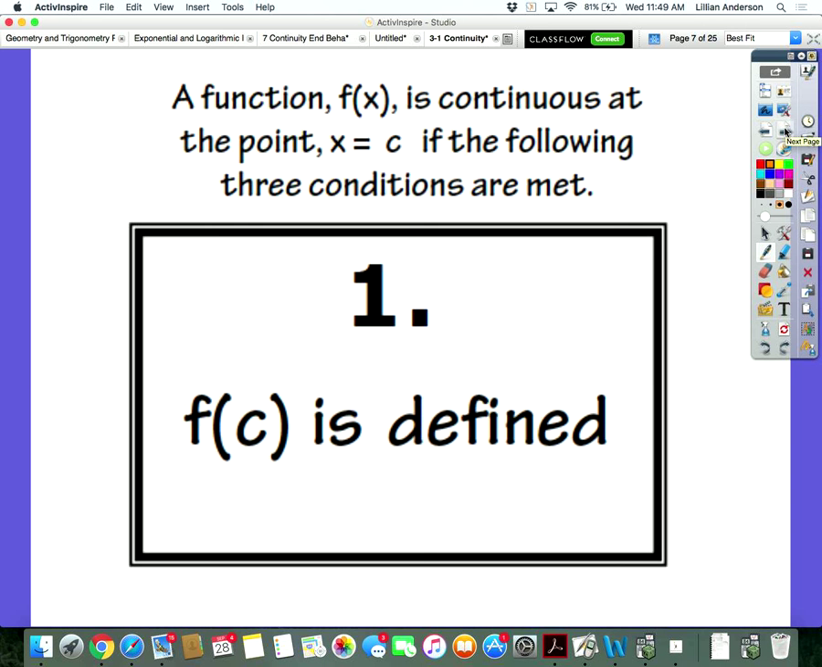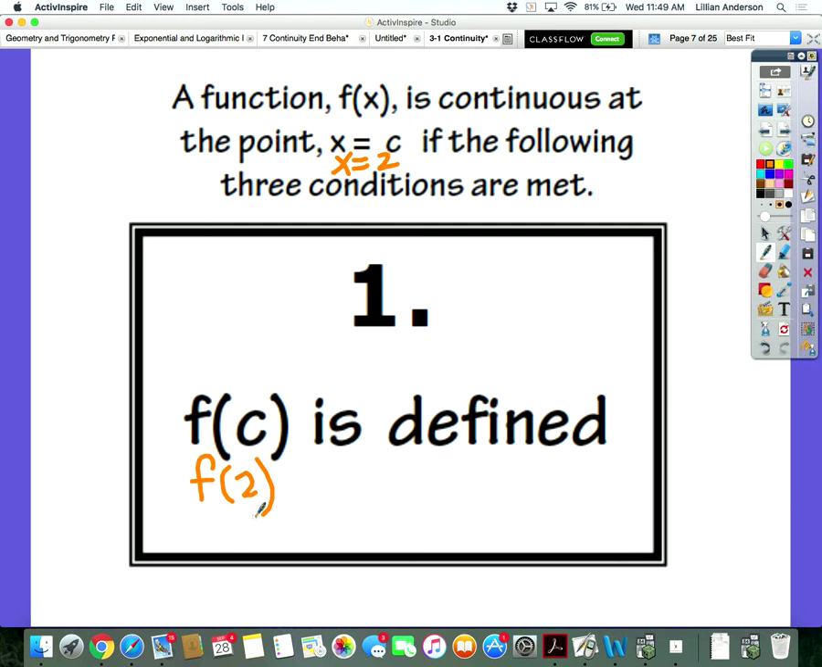A function, f of x, is continuous at a point, x equals c, if the following 3 conditions are met. The first one: f of c is defined. Now this should look familiar. We've seen this notation before, haven't we? Doesn't it look like f of x, but instead of an x, there's a c? And if you look up here at the top, it says x equals c. So that could be x equals a number, like x equals 2. So f of c would actually be f of 2.